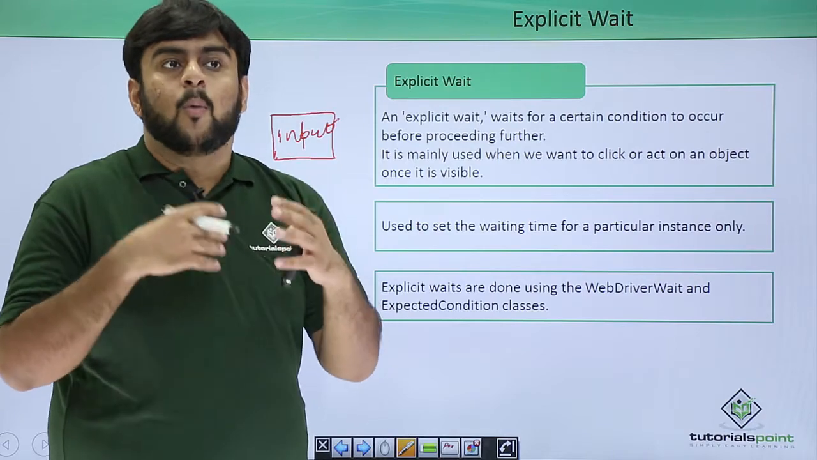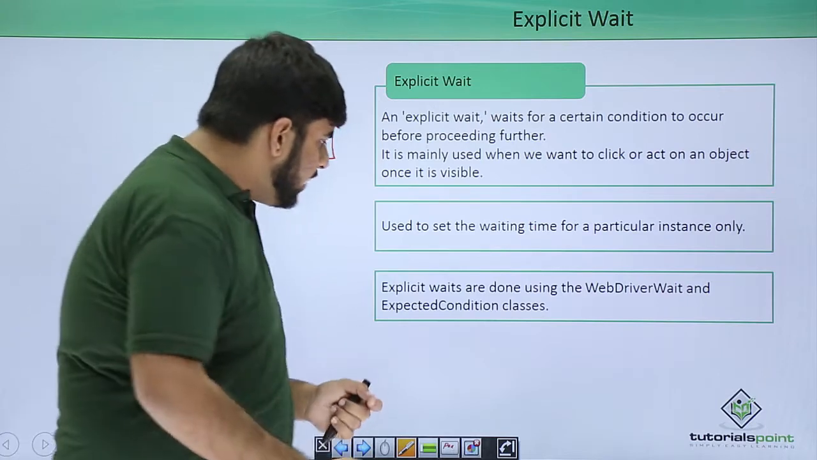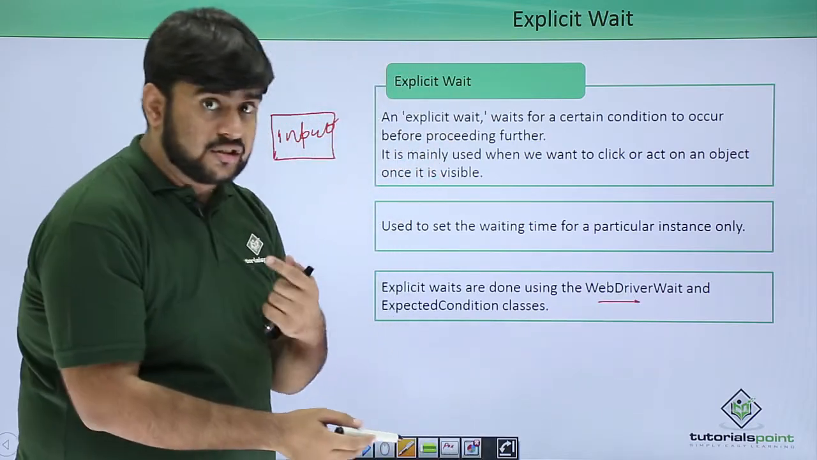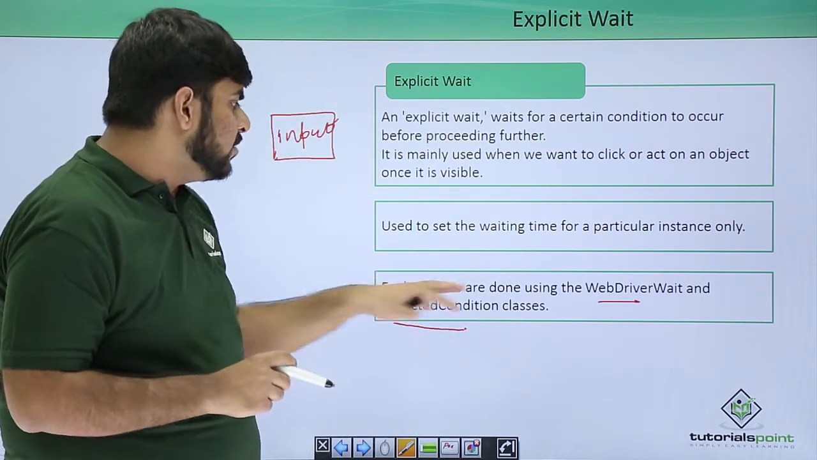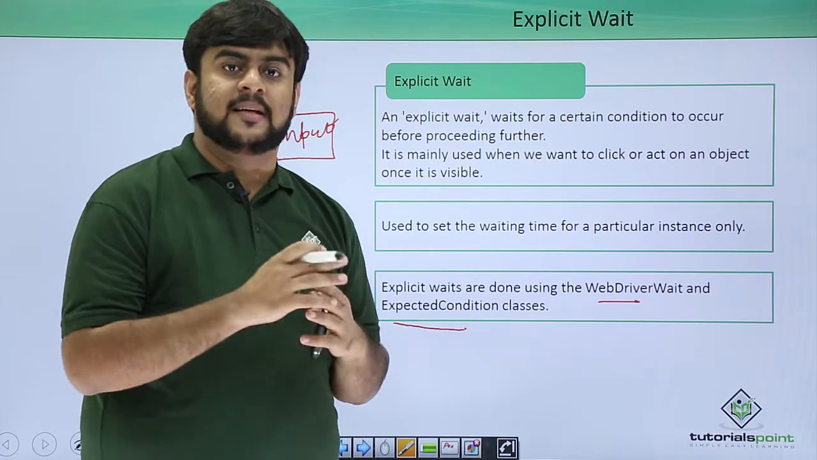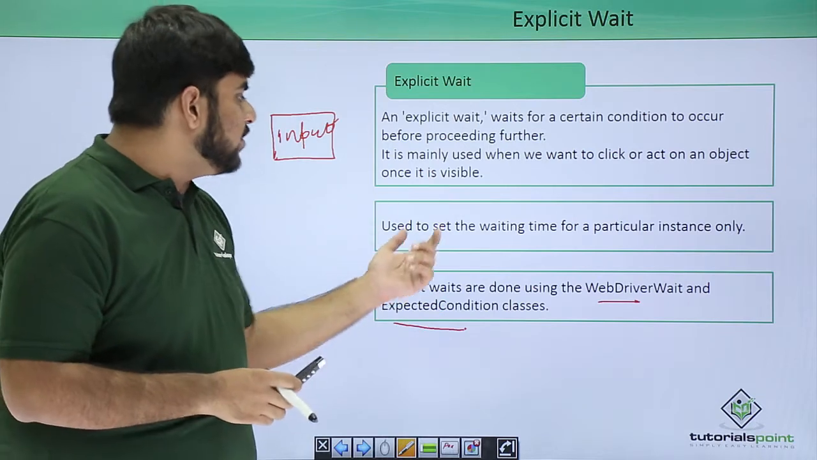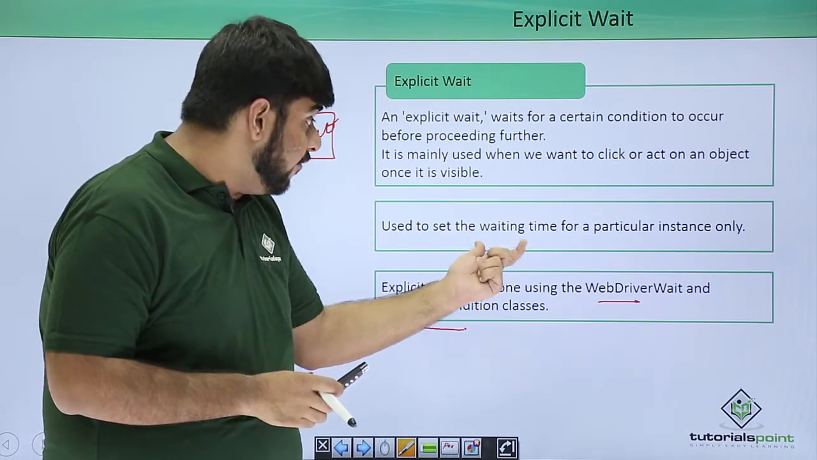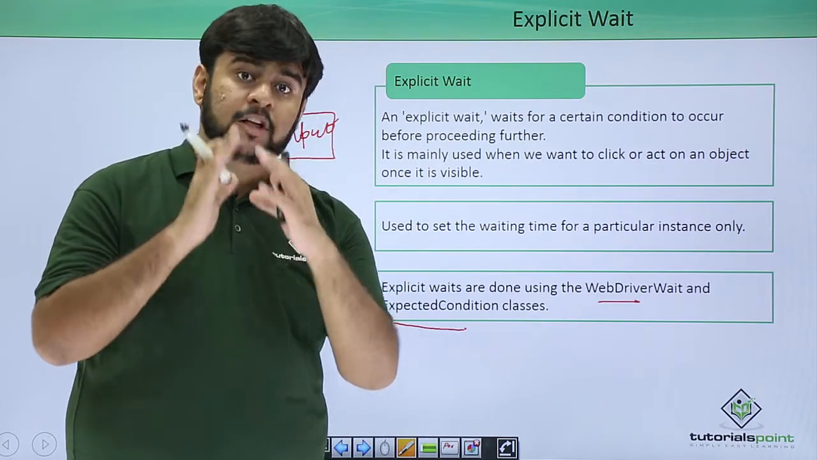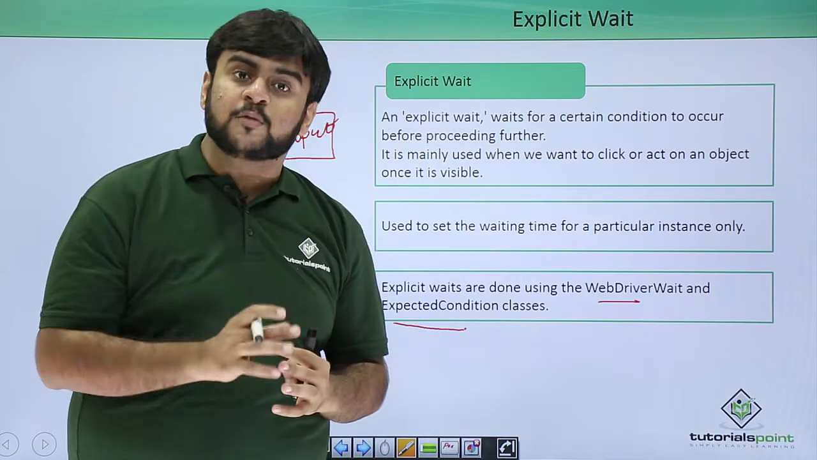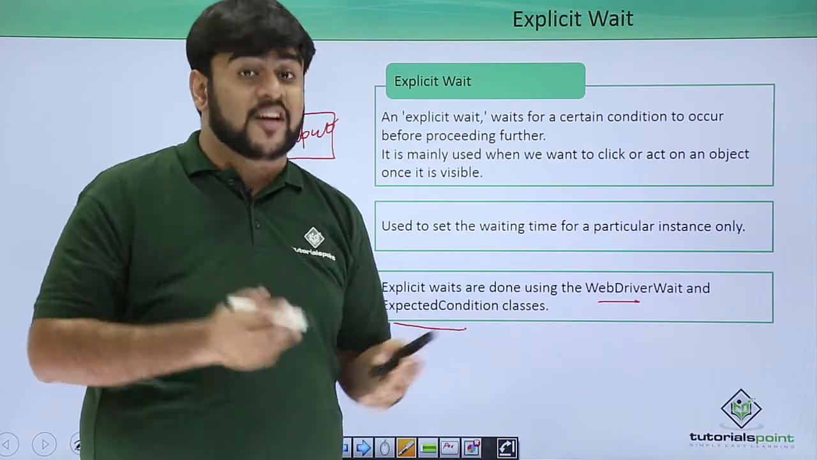Now, how can we actually use it? For using explicit wait, we have two options. Either we can use the WebDriver wait class, or we can use the expected condition class. These are the classes provided by Selenium in which we can use explicit wait. It is used to set waiting time for a particular instance only. Unlike the thread.sleep method, which was putting the entire system to sleep, this wait is for a particular amount of time. Like we can have 10 seconds or 5 seconds, right?